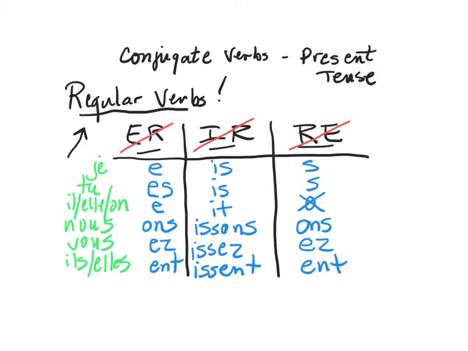So that's the basics of conjugating verbs. But there are some exceptions and a couple little things we need to look at. So let's take a look at that on our next page here.